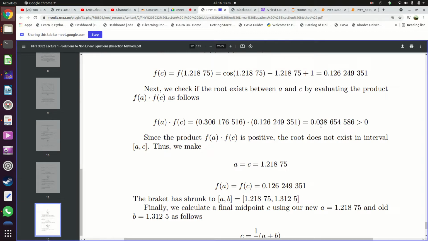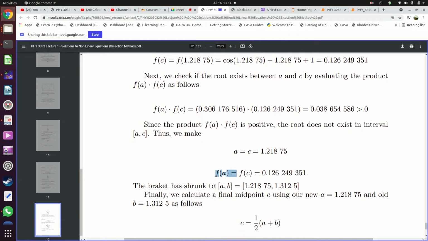So what does this show? It shows that between A and C there is no solution, since our product f of A times f of C is positive. If the root does not exist between A and C, then we can make our C, which is the midpoint, become A. So our C, which is equal to 1.21875, we can make become our new A. And the value of the function at the midpoint C, which is 0.126249351, we can make become our f of A.